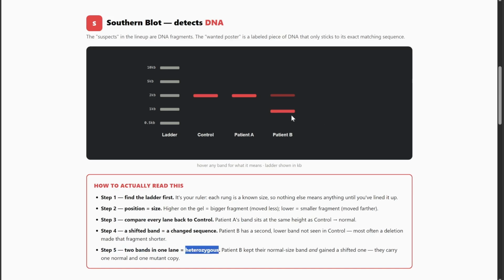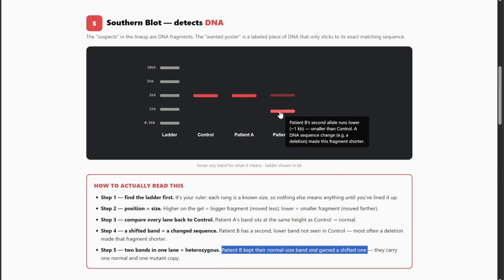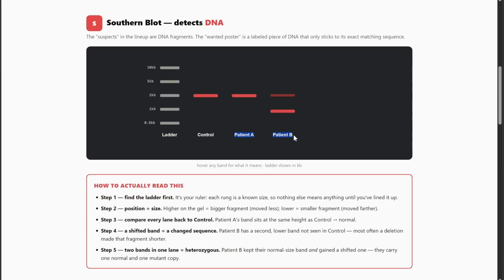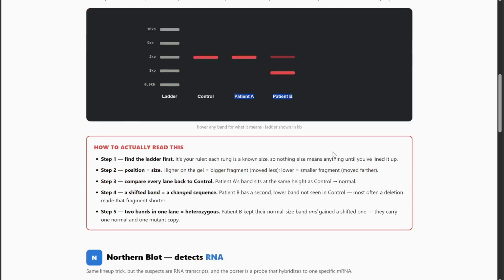So as you can see, you can have 2 bands in one lane, and patient B kept their normal size and gained a shifted one. So this is their shifted one. They carry the normal one in the mutant copy. So that's an example of a Southern blot, a general idea of reading one. It might not show up in this way, actually, to be honest, because there's other DNA testing. This is mostly just an example, not exact of what you might see in different problems.